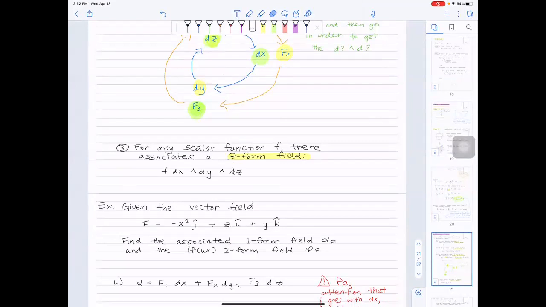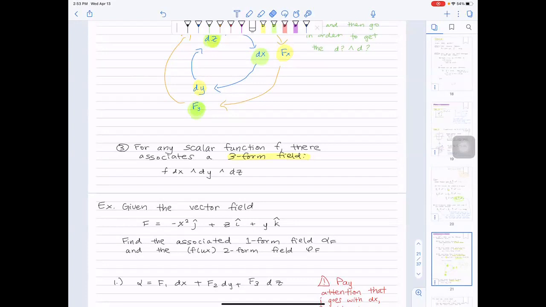So the three form field, how would you express it? It's some scalar field, and then this wedge product. There's no F1, F2. So F1, F2, F3 helps you find the one form and two form fields, but the three form field is your actual lowercase f. Same as how your zero form is just some scalar function f. So these two are not using some vector field. This is just using a normal scalar field, like f is like 2x plus 3.